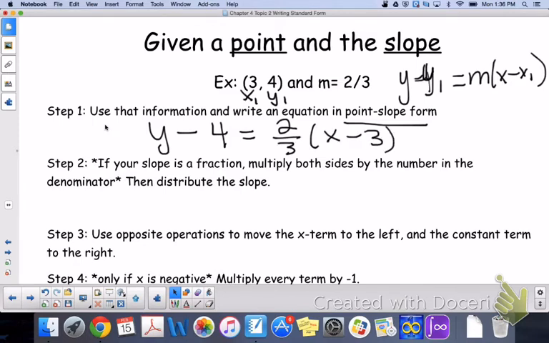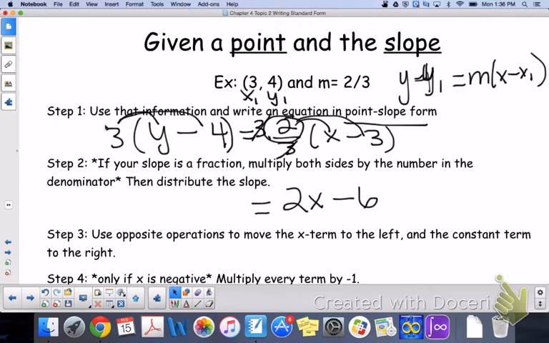Step 2, to now get this into standard form, is if your slope is a fraction, multiply both sides by the number in the denominator, then distribute the slope. So we are going to multiply by 3 because we have a fraction. We're going to multiply both sides by 3. On the right-hand side, those 3's cancel. So what gets distributed is the 2, and that becomes 2x minus 6. On the left side, we need to distribute the 3y minus 12.